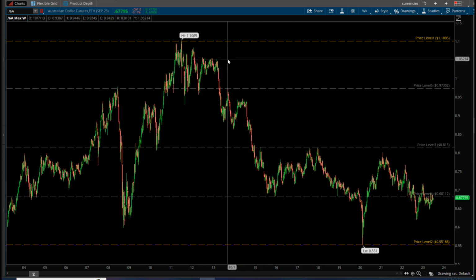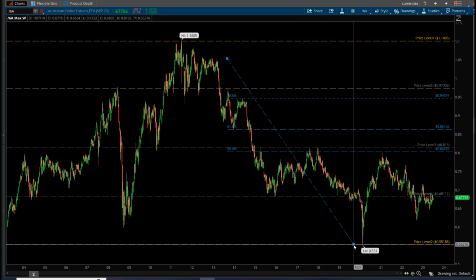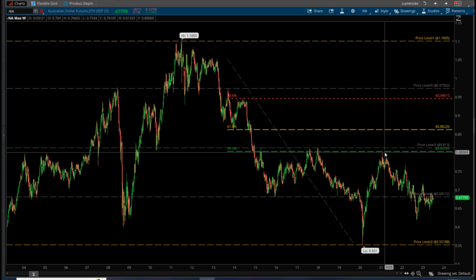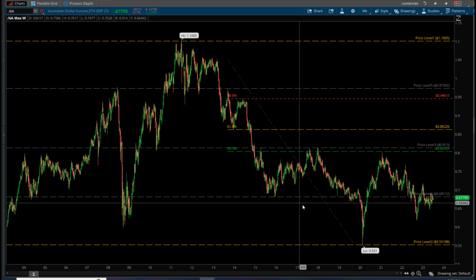I took it from this impulse move here down to the low, and it gets a perfect hit right here. Hold on the 50.